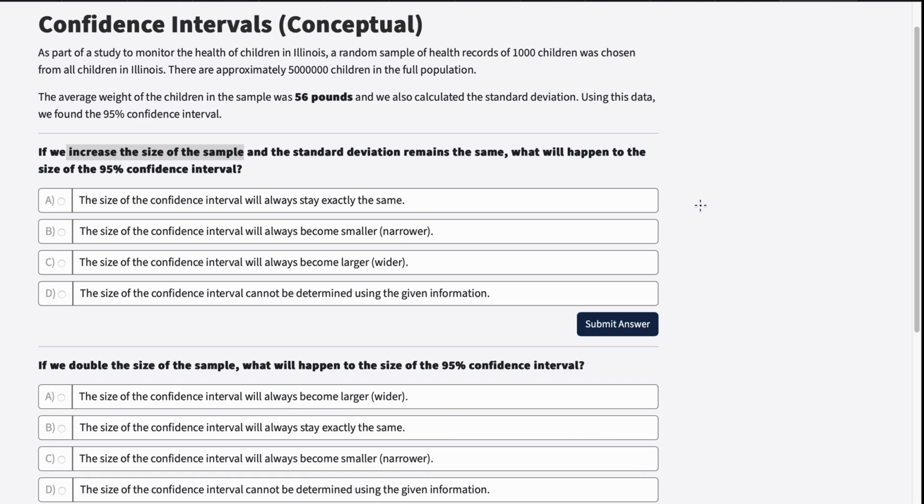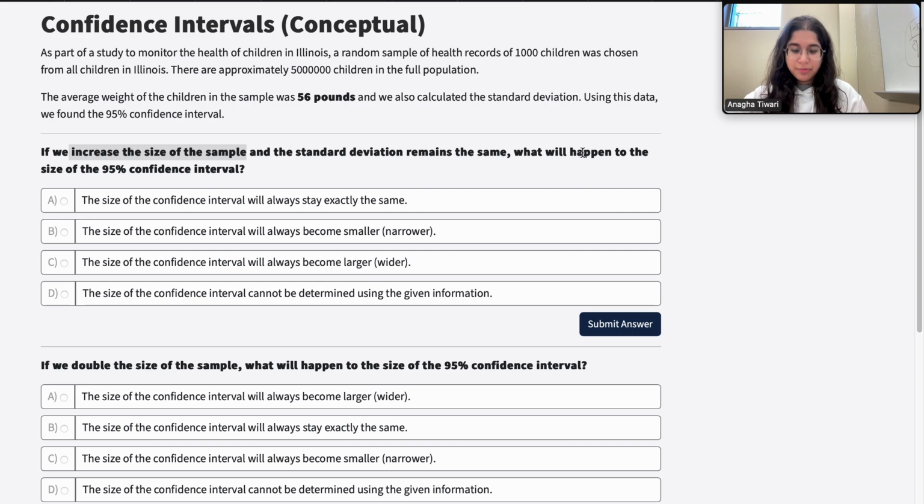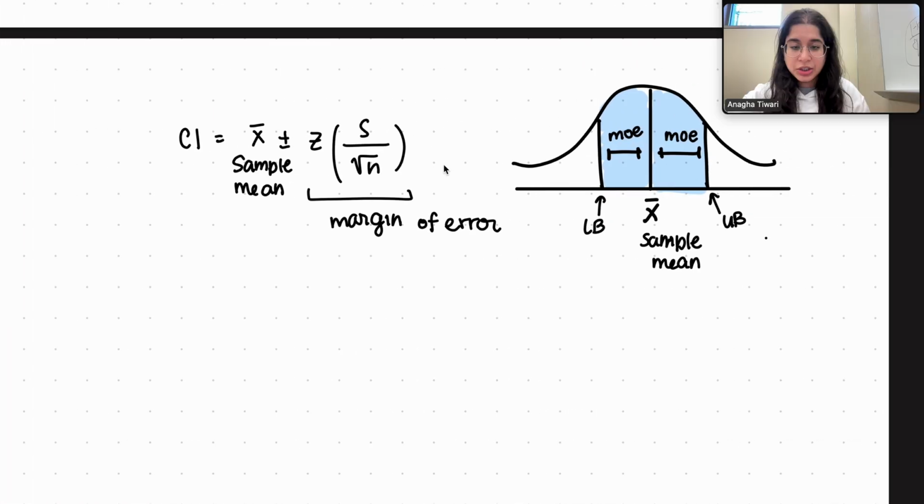error. So here in the question, if we increase the size of the sample and the standard deviation remains the same, what will happen to the 95% confidence interval? So the size of the sample increases and s remains the same. This means that the denominator will increase, which in turn will make the entire fraction smaller, and therefore the margin of error will also become smaller. So this means our margin, the distance between the sample mean and the lower and upper bounds, this margin of error here will become narrower.